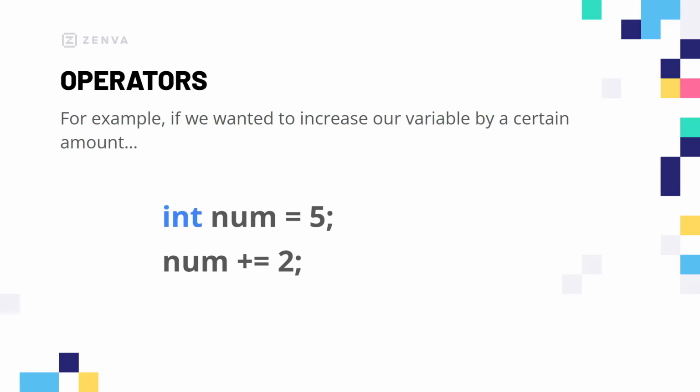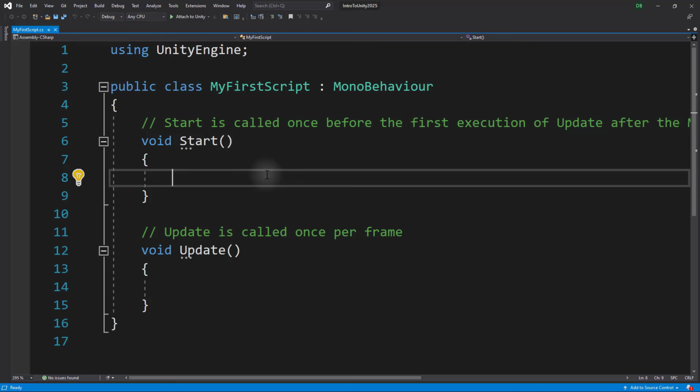So for example, let's just say we have an integer called num and it is equal to 5. And we then later on want to increase num by a certain amount. Well, we can simply go num plus equals 2. And that line of code will add 2 to num. So now let's hop over into Unity and look at how we can set these up. So here inside of our script, what we're going to do is we're going to start by creating a variable called score. It's going to be of type integer, so I'm going to go int score equals 0, and then end that off with a semicolon.